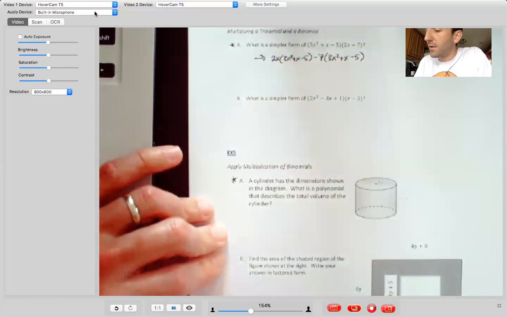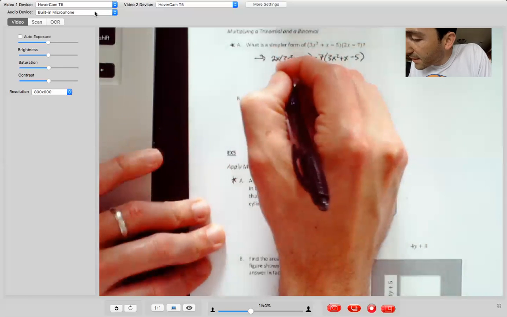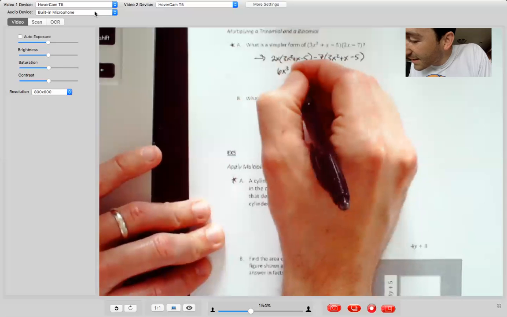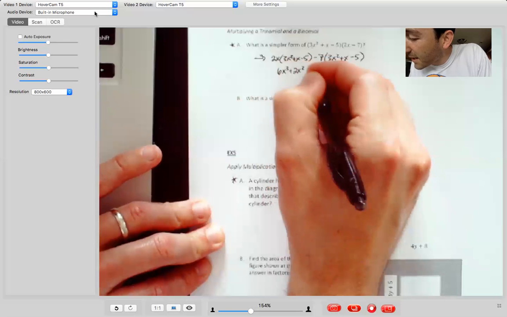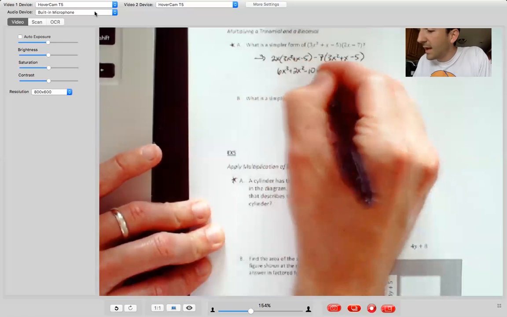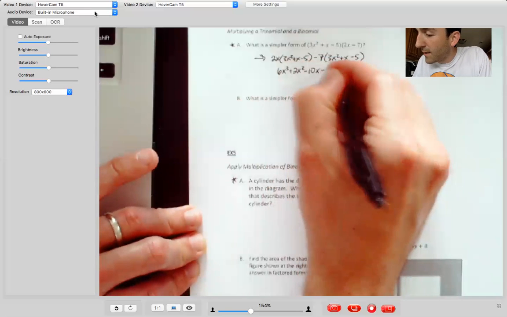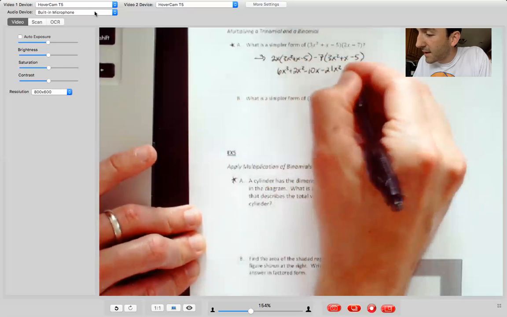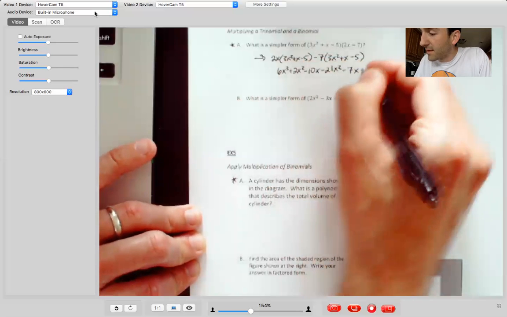All right, so as I distribute, the 2x times 3x squared is 6x cubed. 2x times x is plus 2x squared. 2x times minus 5 is minus 10x. Negative 7 times 3x squared is minus 21x squared. Minus 7 times x is minus 7x. And minus 7 times minus 5 is plus 35.